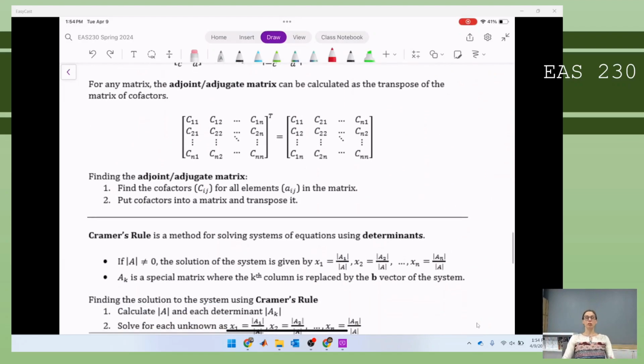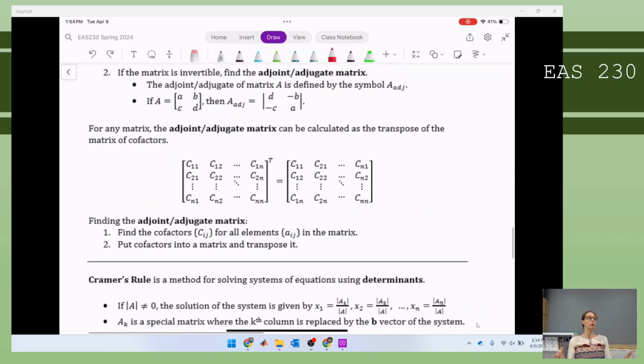So once we find the determinant, then step number 2 to find the inverse is finding the adjoint matrix. For a 2x2, we had these 2 switch places, and these 2 change their sign. That's how we find the adjoint of a 2x2 matrix. For any other size matrix, the adjoint is the transpose of the matrix of cofactors.